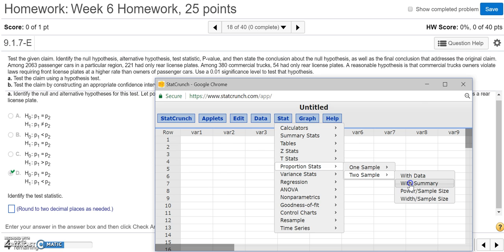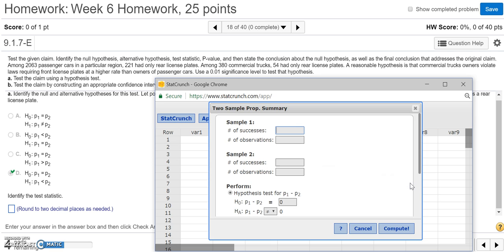So With Summary. For sample 1, the passenger cars, there were 221 out of 2,063 that had only rear license plates. So the number of successes, meaning the ones who only had rear license plates, was 221, and the number of observations, the total number, is 2,063. For the second sample, the commercial trucks, there were 54 with rear license plates only out of a total of 380. So this is going to be 54 out of 380.